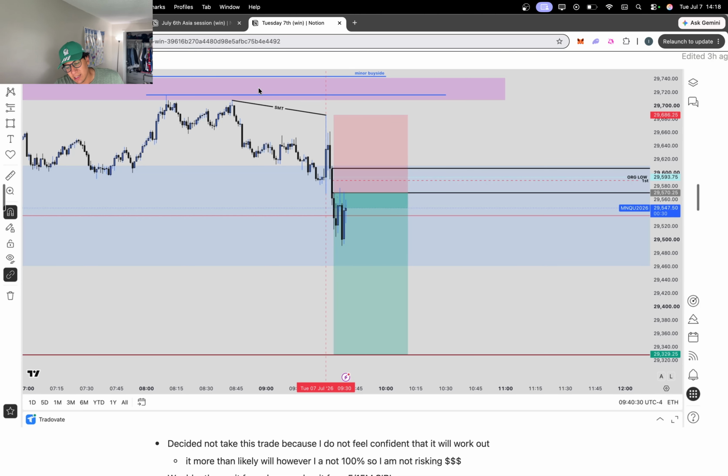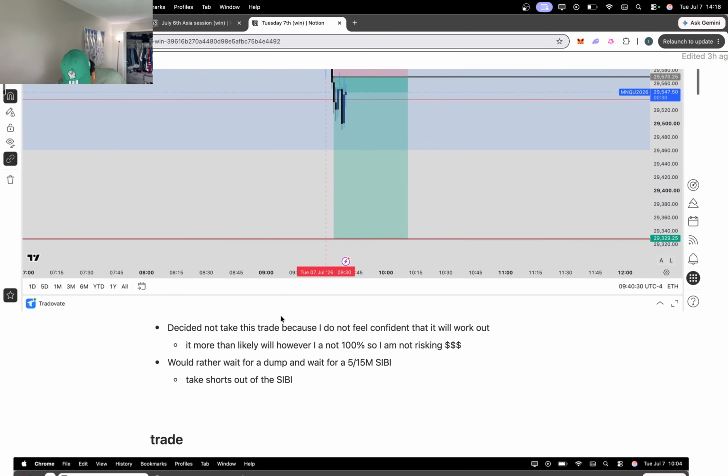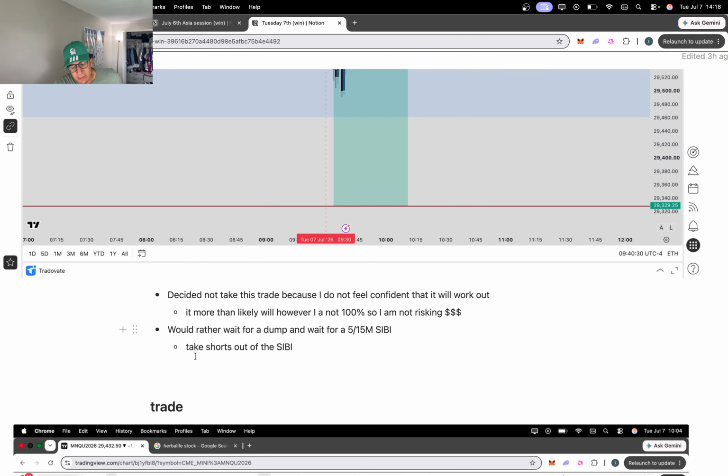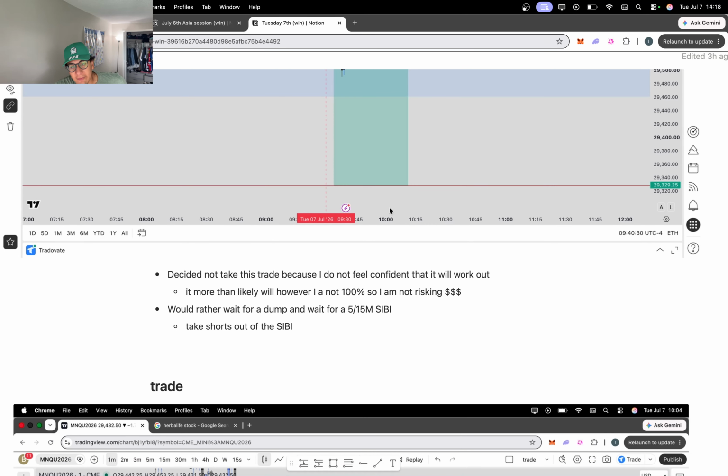Why? We also did have a bearish SMT. However, I decided not to take this trade because I did not feel confident that it would work out. I did believe it would, but I just wasn't 100% confident, so I didn't want to put any risk on the table. Instead, I would rather wait for a dump and wait for a 5 or 15 minute SIBI to form, and then look to take shorts out of the SIBI.